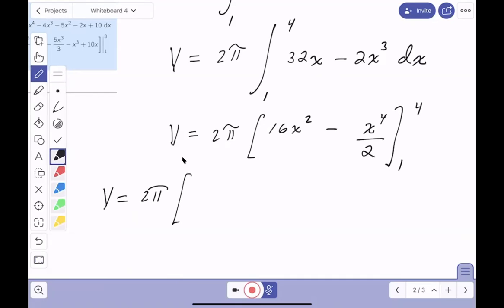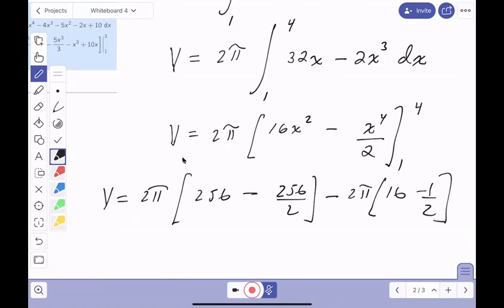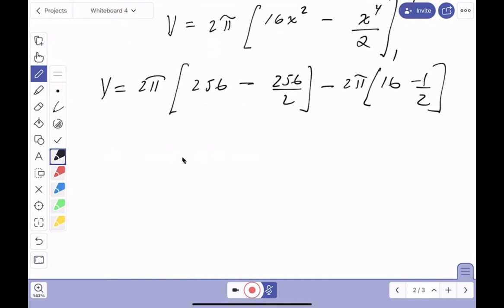Well, the 4 is a little bit difficult, but I'll be honest with you, I think I just did it before, right? 16 times 16 is 256. Minus, well, the fourth power of 4, 4 times 4 is 16. It's 256. We'll do that later. Minus 2 pi, and this would be 16 minus 1 half. All right, I'm going to keep going step by step. And we'll look at the key later. Well, this is 256 minus 128.